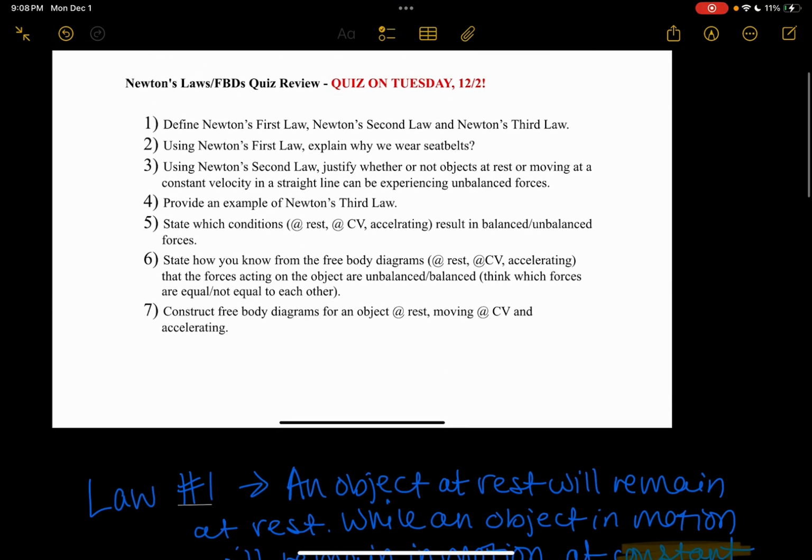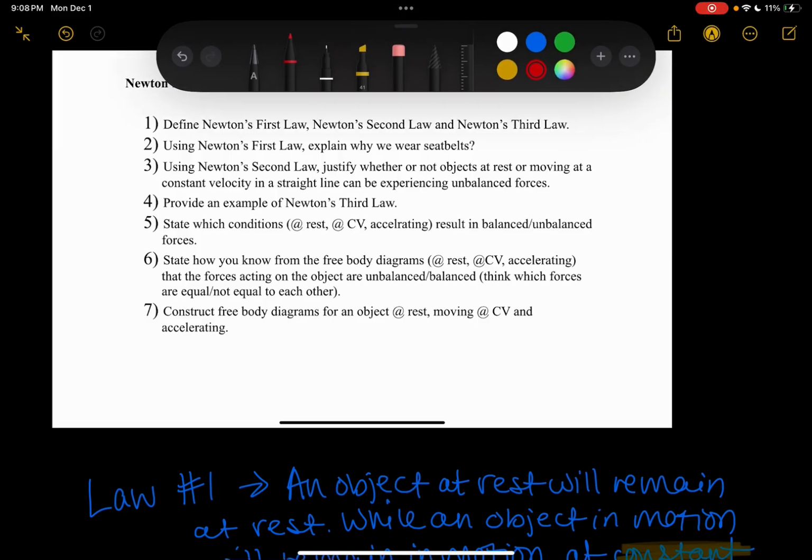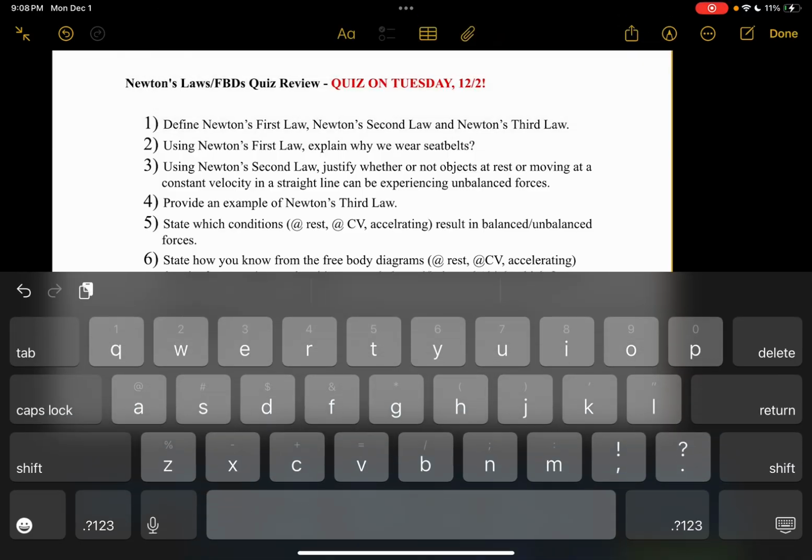All right. State which conditions are out of the three. I spelled accelerating wrong. LOL. Okay. So obviously, I can't write on this. Can I write over here? Oh, I can't even write over there either.